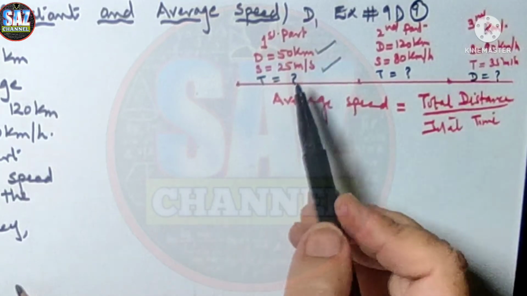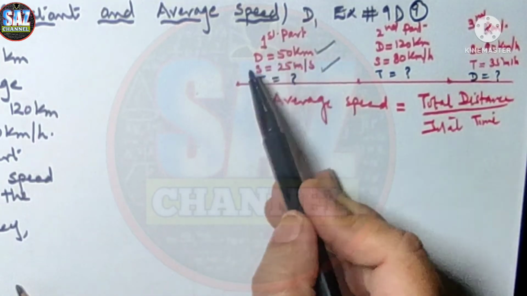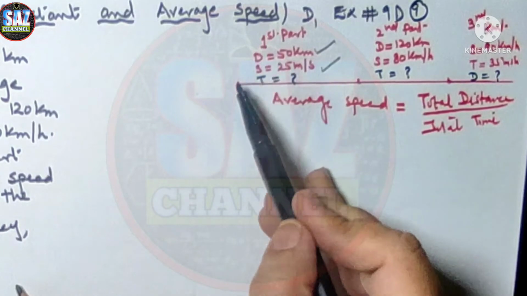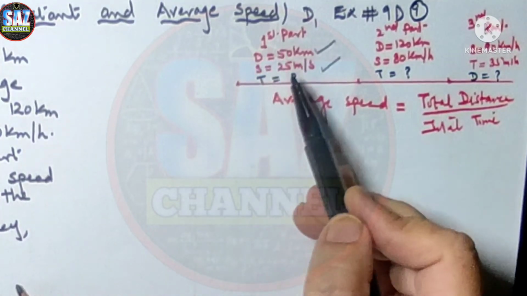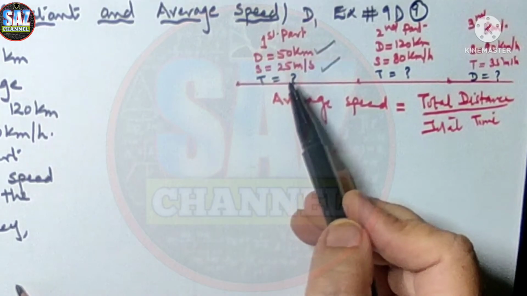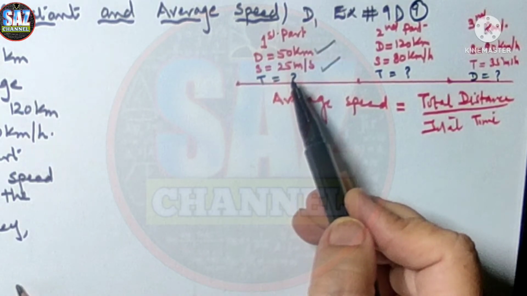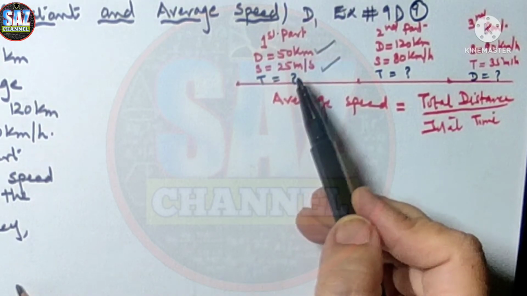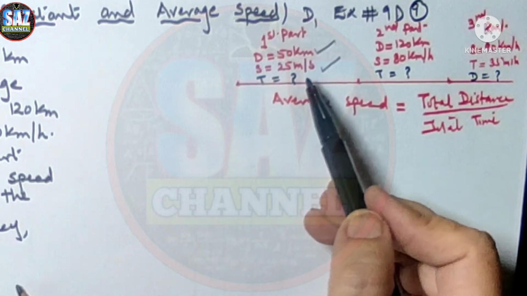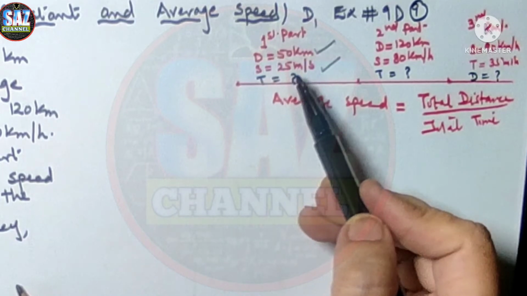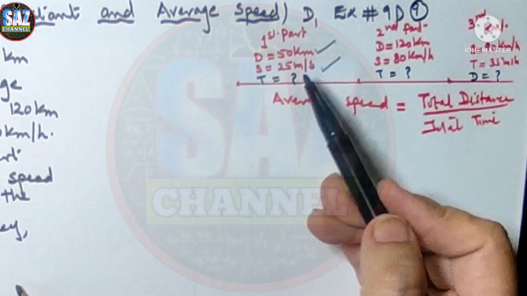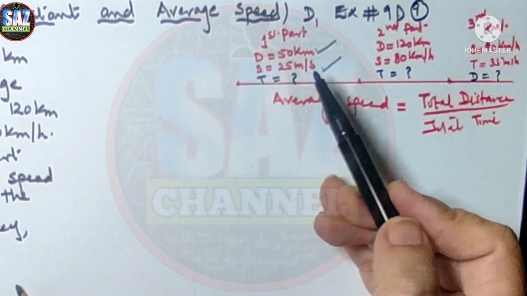Now the second problem is that for this first part of the journey, the speed which is given to us is in meters per second, but the distance is in kilometers. So either we have to turn these 50 kilometers to meters, or this speed into kilometers per hour. It's up to you. So let's begin the solution.